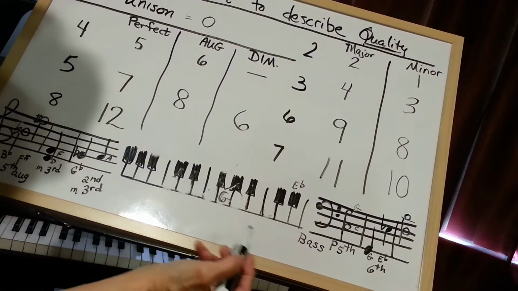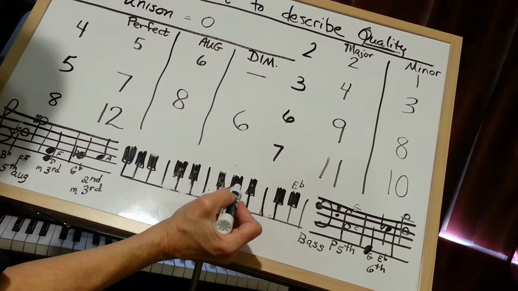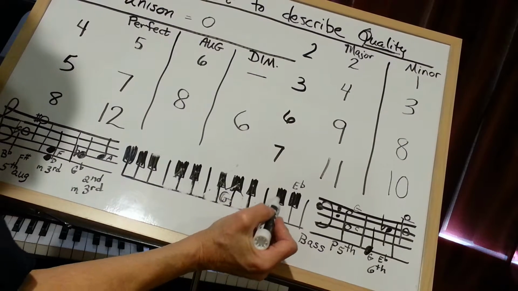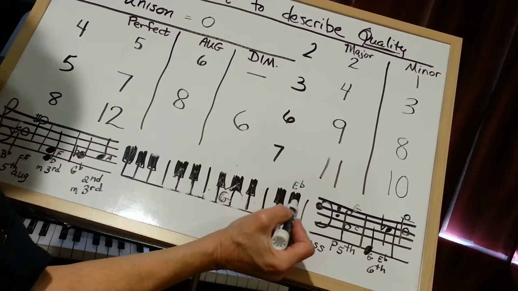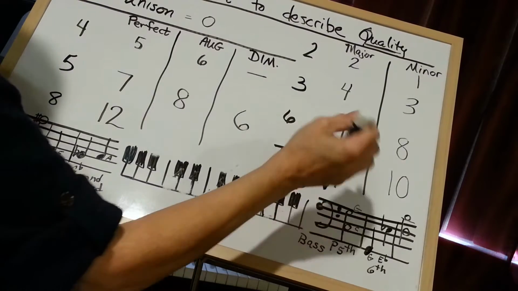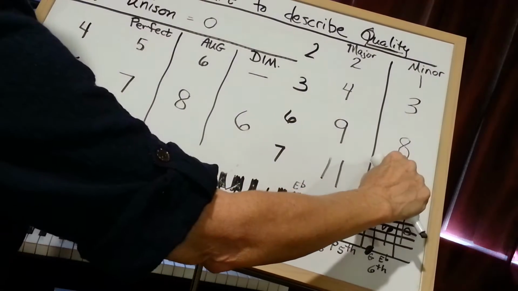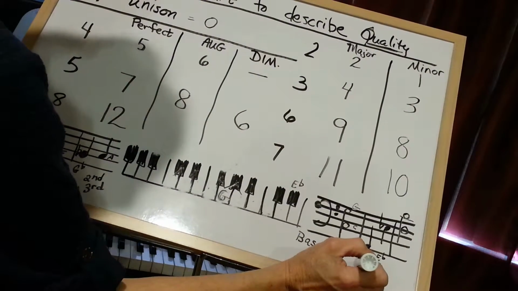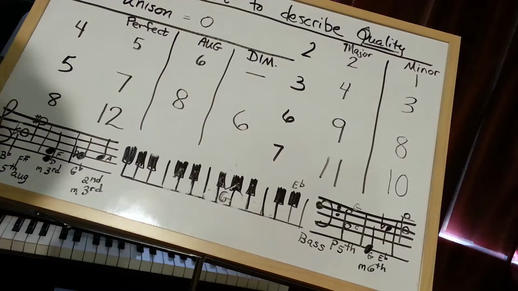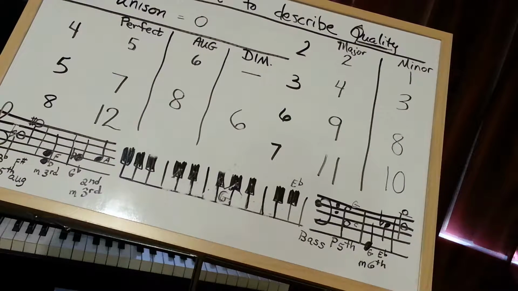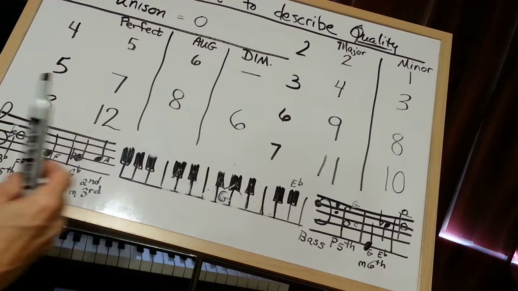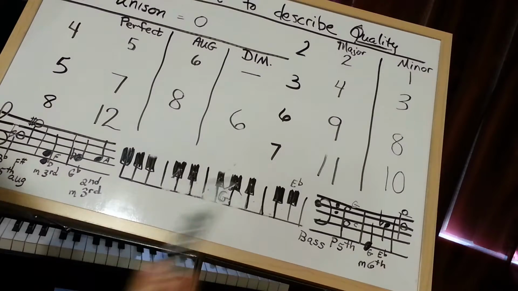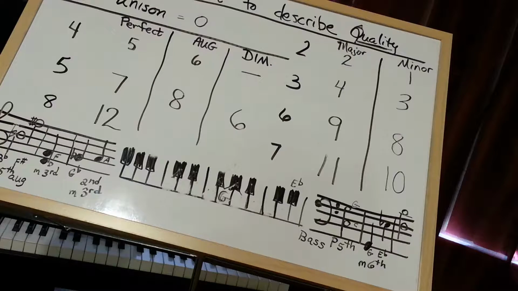Now, how many semitones? Count with me. 1, 2, 3, 4, 5, 6, 7, 8. So what kind of sixth is it? It's a minor sixth. So we use a little m to designate minor sixth. All right, let's do another one. And I've asked you to pause the video and try it on your own, and then you'll come back and see if you did it like I did.